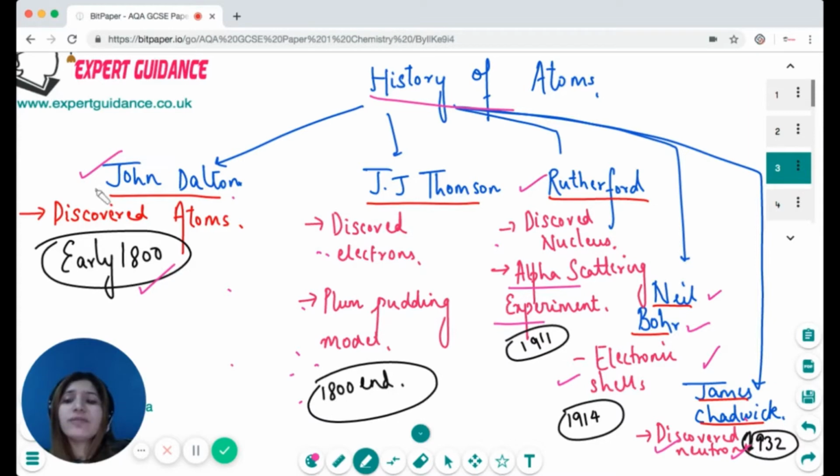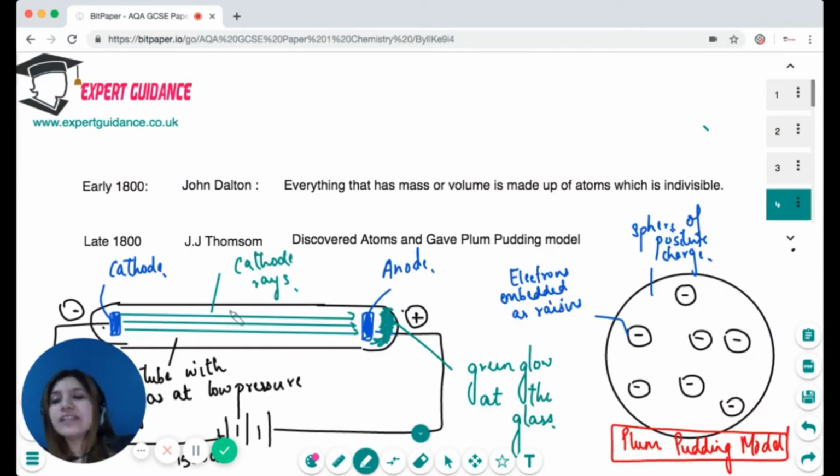So we got the first idea about the atoms in early 1800 by John Dalton, and after 1932, we came up with the final structure of the atom. So let's look at these contributions one by one. So in early 1800, there was John Dalton, and he said that everything that has mass or volume is made up of atoms, and you cannot divide atoms further.